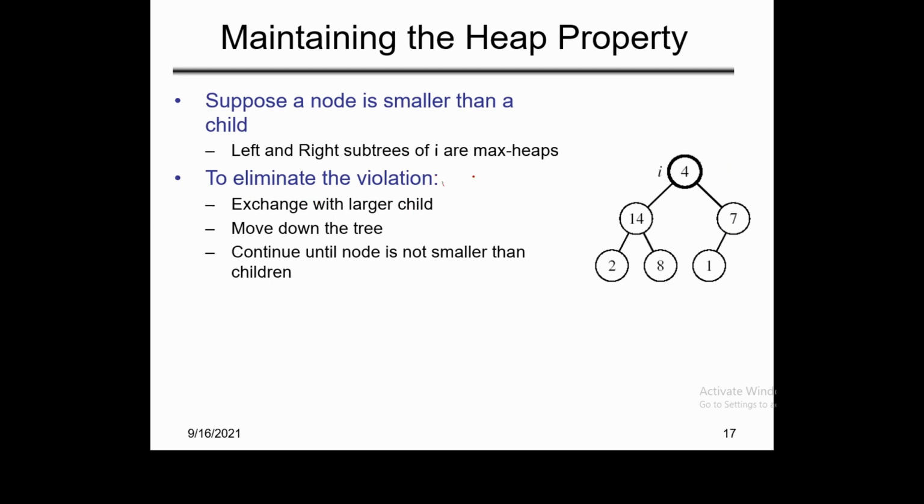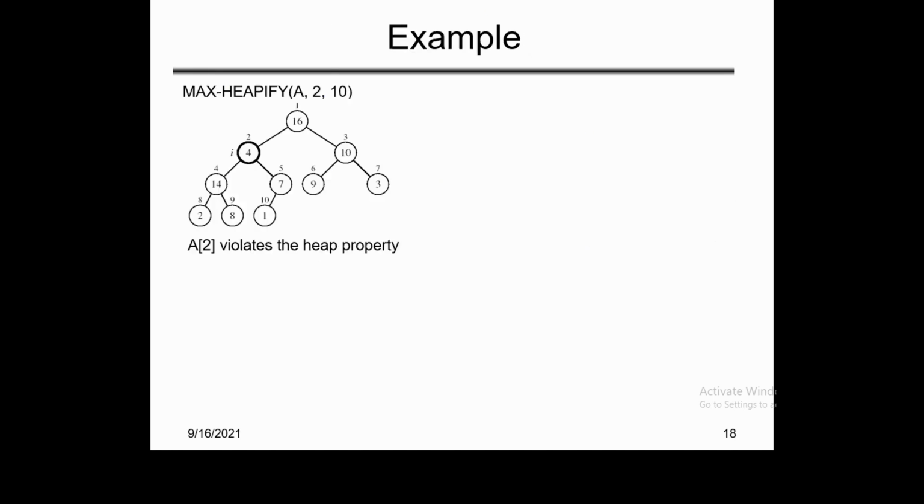So to eliminate the violation, exchange with the larger child, move down the tree and continue until the node is not smaller than the children, which means the properties of the heap are restored like this. In this way we can simply maintain the max heap property. Okay, now this is an example for maintaining the max heap property. So this is the max heapify procedure, and I will explain to you the algorithm and complexity analysis of this max heapify in the next slide.